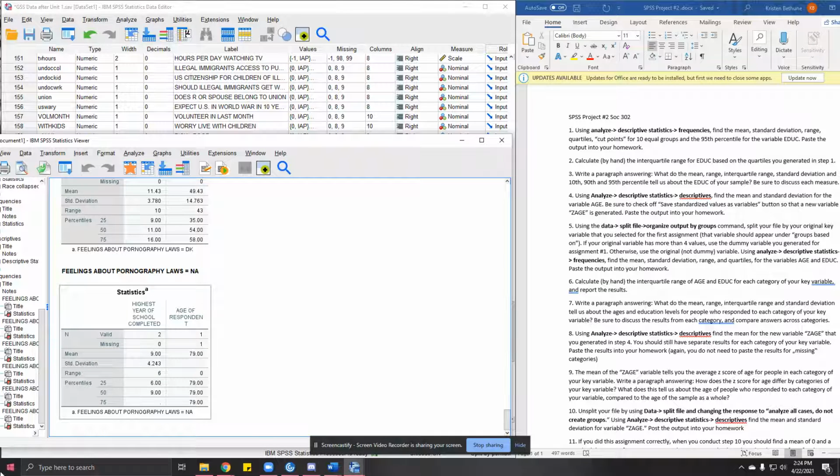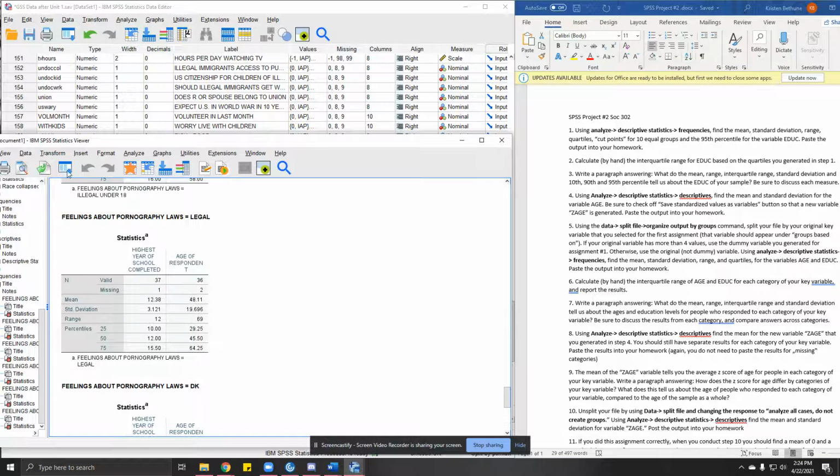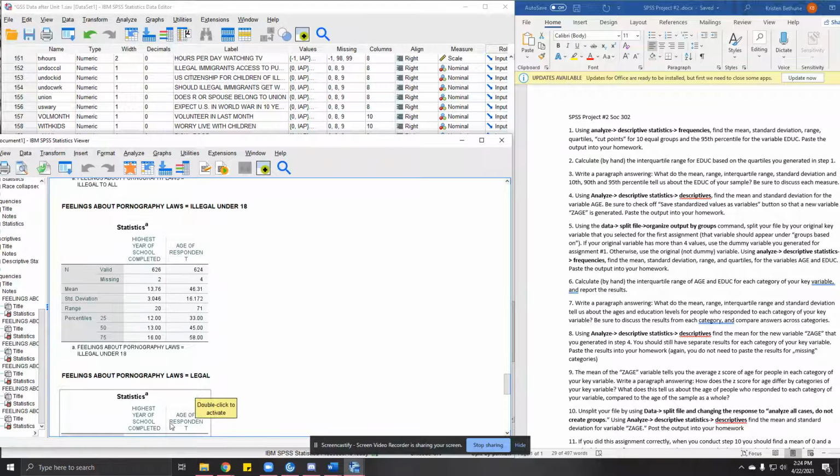Again, I don't care about DK or NA. Those are missing values for us, so we're not going to worry about that. And again, when I ask you to tell me what it means, to interpret this information, what does it tell us about this? Well, it tells us that maybe people who think that pornography should be legal for everyone actually have less education than folks who think it should be different. We know that the youngest group on average here is going to be people who think it should be illegal for folks under 18.